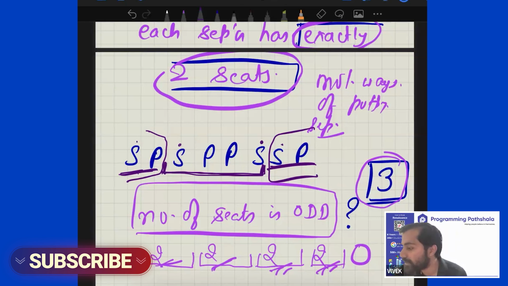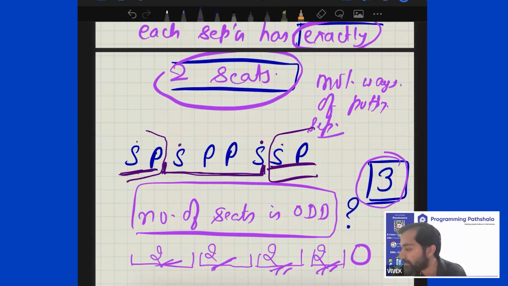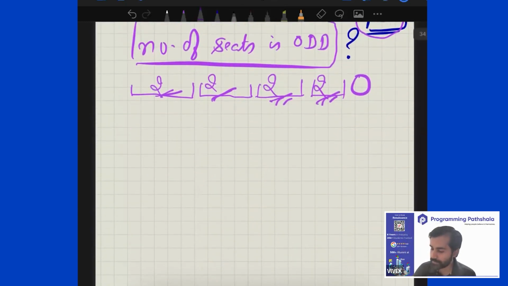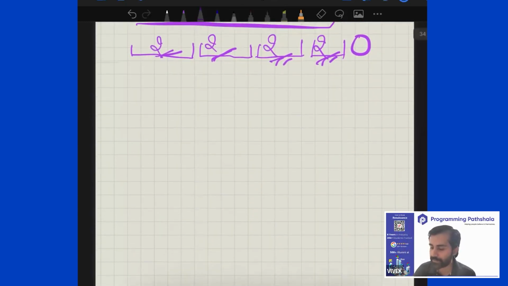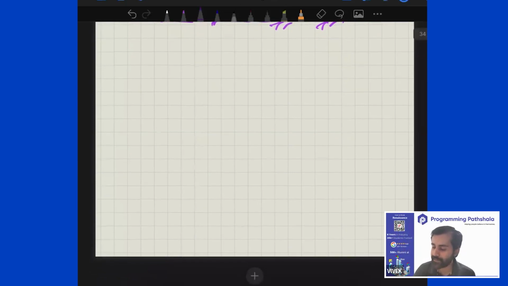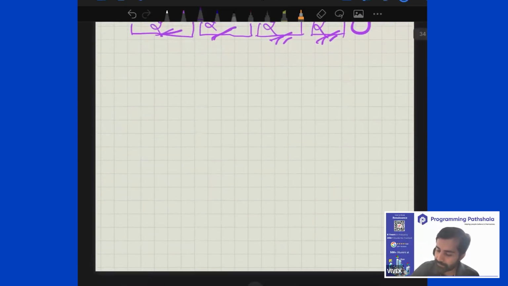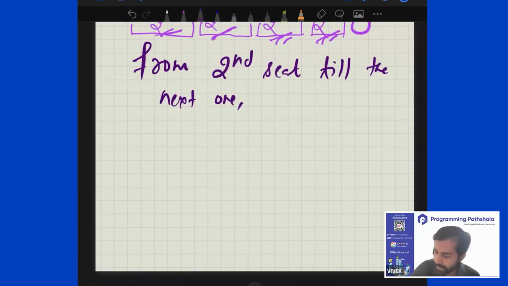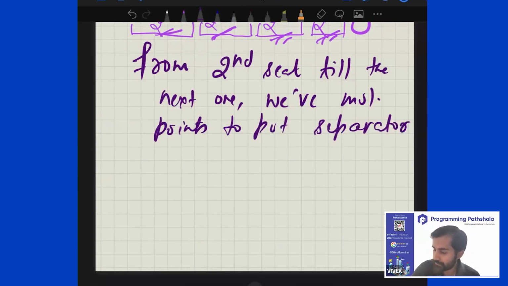Okay. Now some of you are saying that from second seat till the next seat, we have some options. That's a very good point. That's an intelligent point. So I would want others also to focus on it. In fact, I am illustrating it. So you can just look at my screen and I'll just resonate with what your friends have said. So you're saying that from second seat till the next one, we have multiple points to put separator. This is what you're saying. Okay, so let me just illustrate.